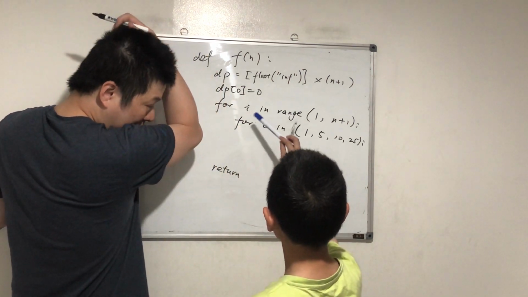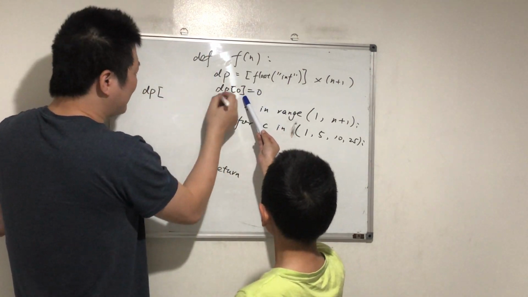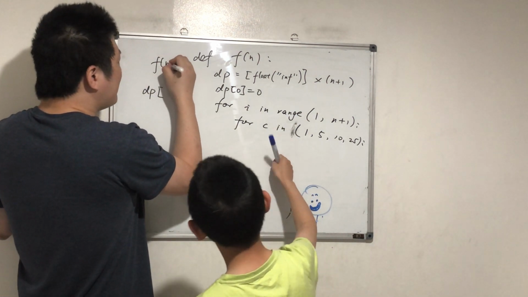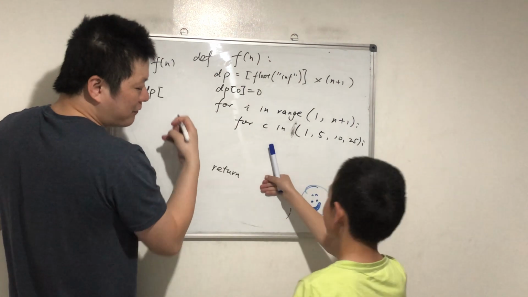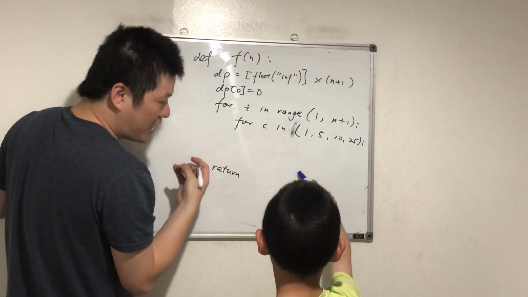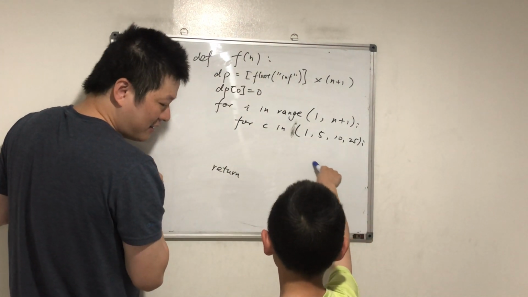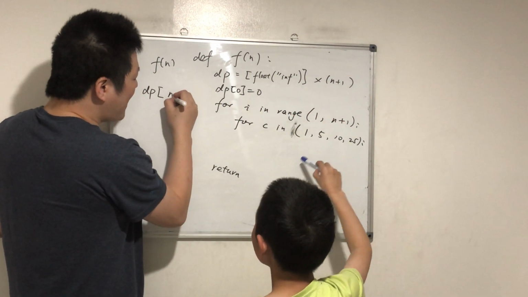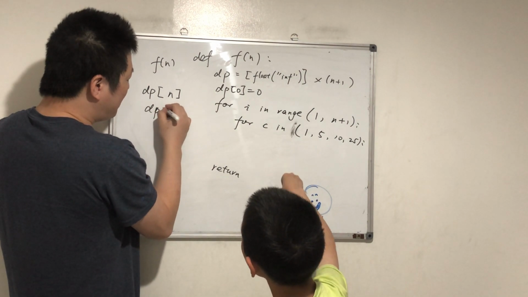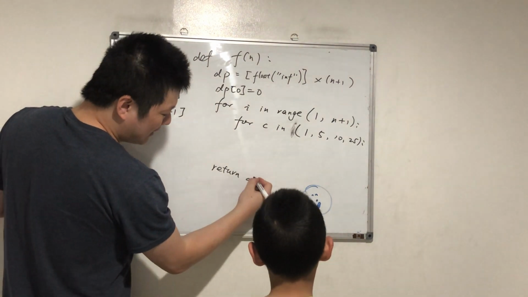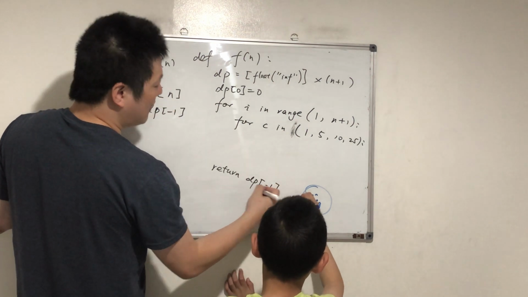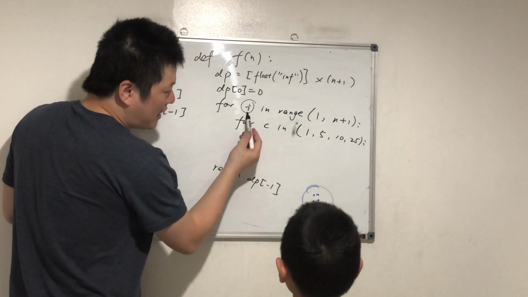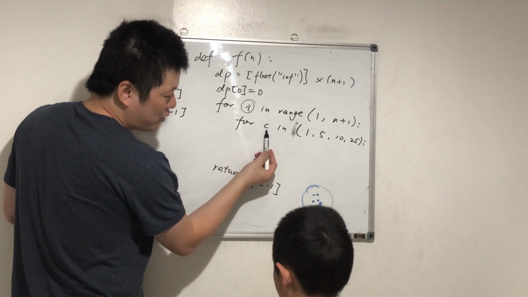No, dp what? I just said: dp[n] is the number of coins needed to make up the target n. Return that. dp[n], come on. Or dp[-1], the last one, right? Look. We are currently targeting the number i, and then we have coin c.